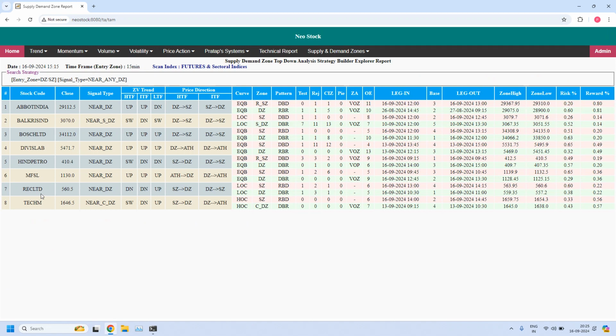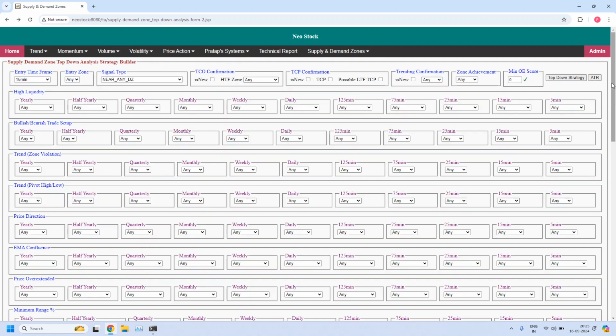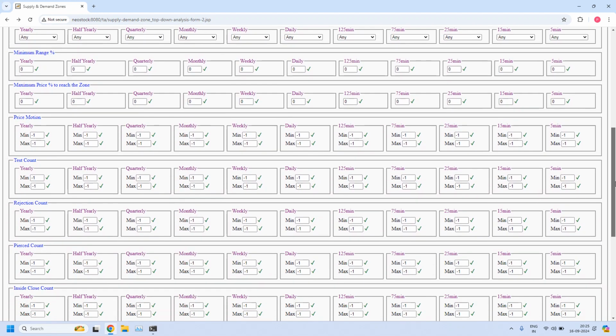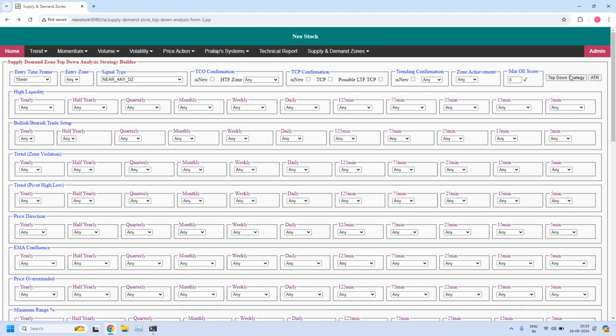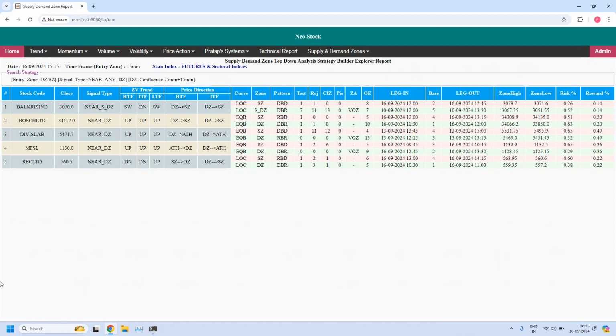Let's verify how many of these 15 minutes demand zones are having ITF confluence. That is 15 minutes demand zone with 75 minutes demand zone confluence. So I am enabling this filter, 15 minutes and 75 minutes demand zone confluence. That is LTF and ITF time frame confluence. So 5 stocks are filtered. That means all these 15 minute zones are part of the 75 minute zone. That is what zone confluence.